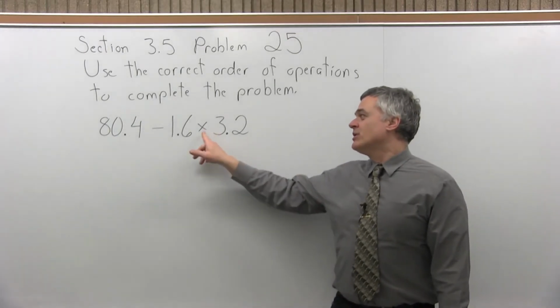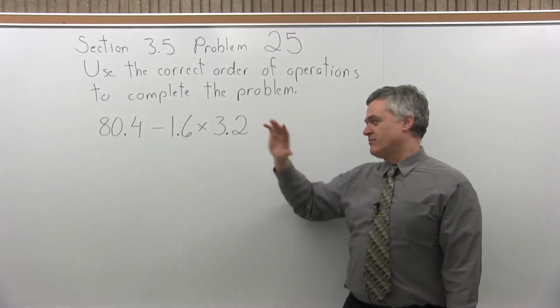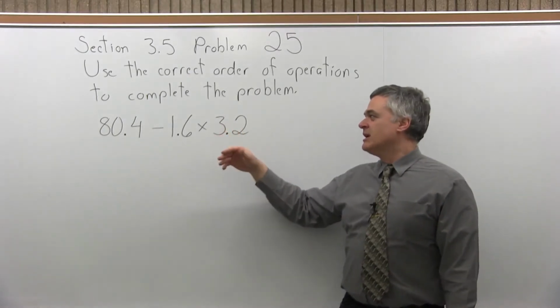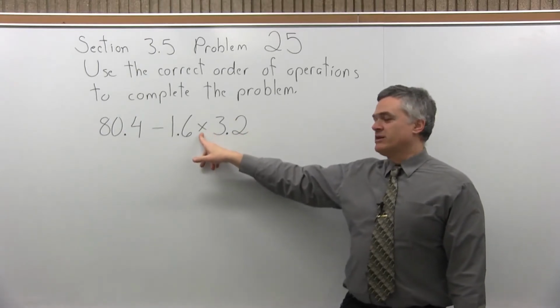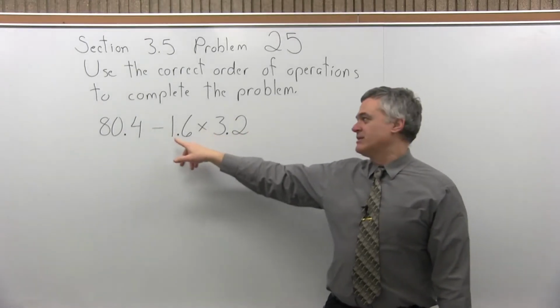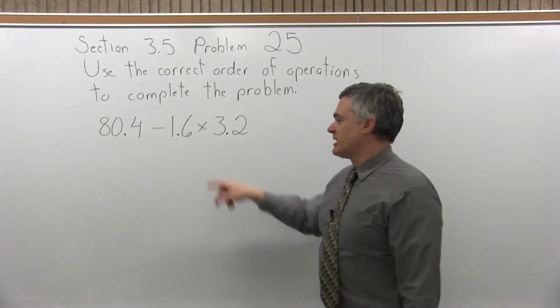Well, according to your order of operations, multiplication has to be done first. Parentheses are the very first thing, no parentheses. Exponents come next, no exponents. You follow it all the way through. Multiply and divide is next. You do have multiply. Add or subtract is last. So let's start with multiplication.